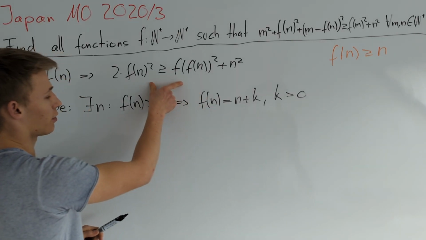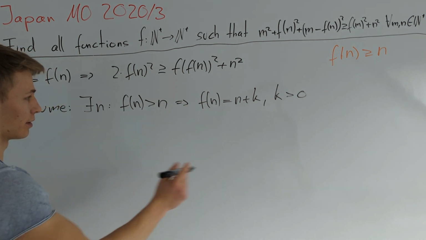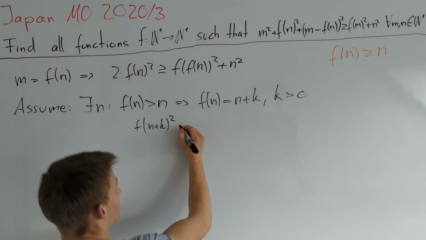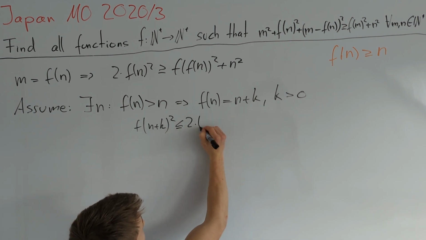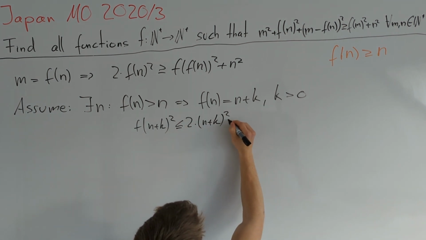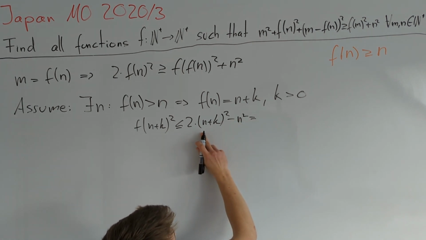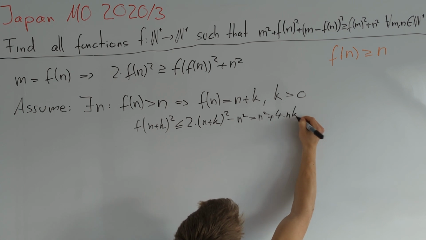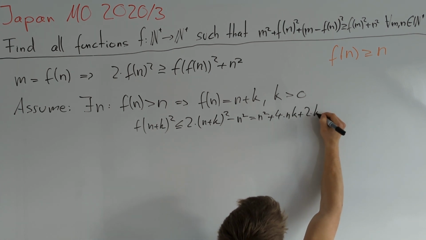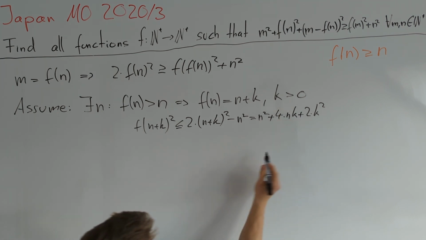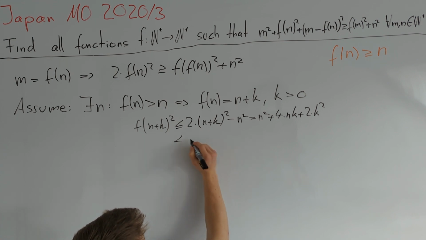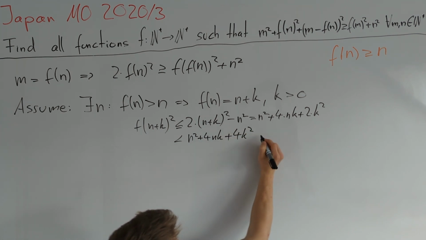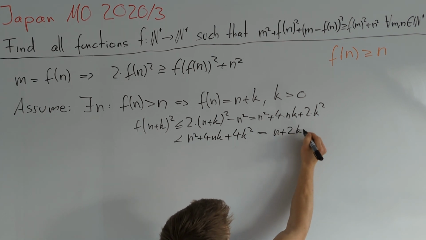So let's plug this into the inequality here and see what we get for f of f of n. We get that f of n plus k squared is less than or equal to 2 times n plus k squared minus n squared. This is now 2 times n squared minus n squared, which is n squared plus 4nk plus 2 times k squared. Because k is greater than 0, we can say that this is strictly less than n squared plus 4nk plus 4k squared, and this is now n plus 2k squared.